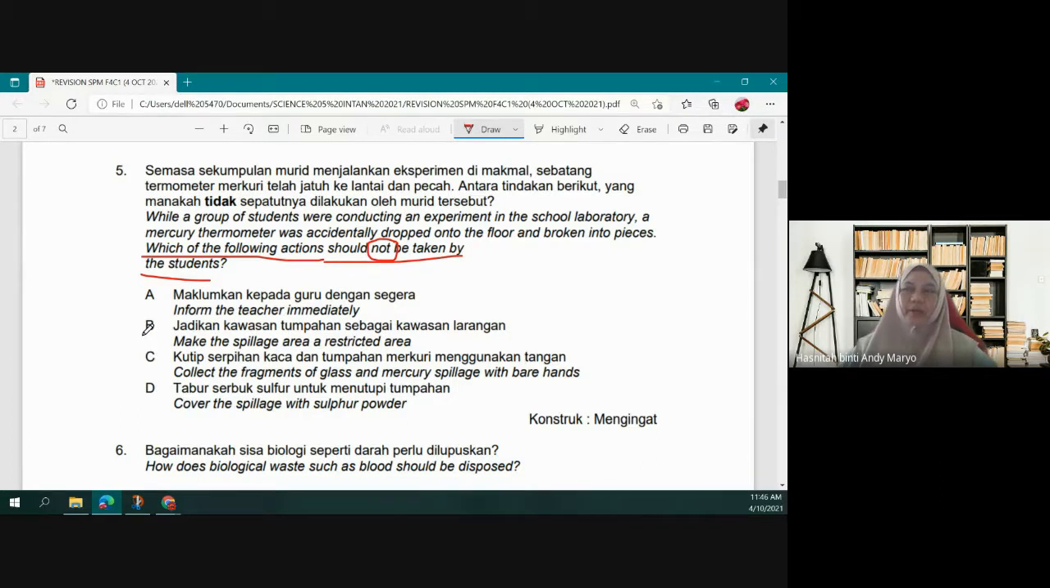This question is quite easy. Girls, and the rest of you, please be more active and take part in this discussion so I can check how far you understand this chapter. Which one should not be taken by the student? If the student was you, which one you shouldn't do?